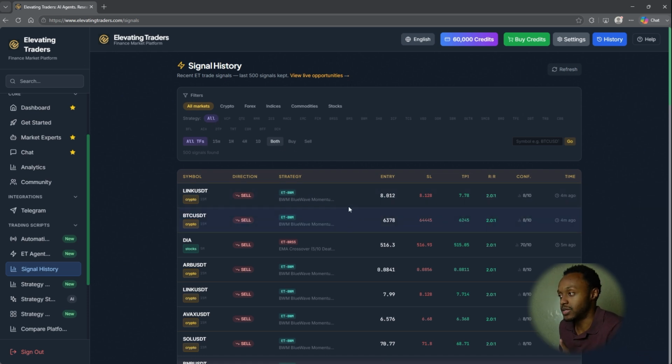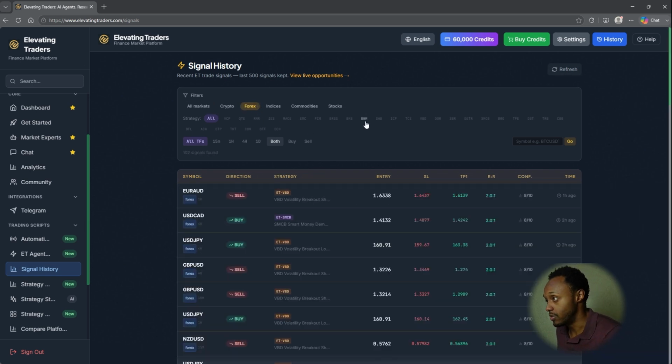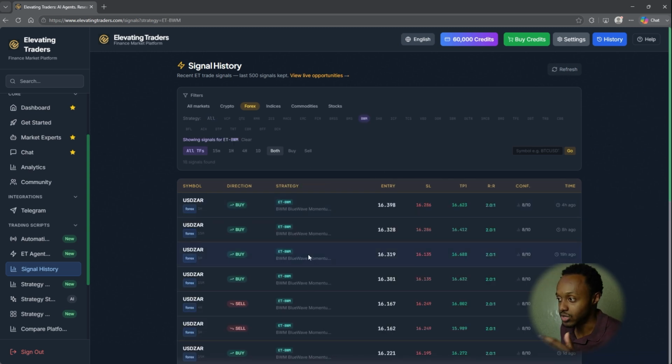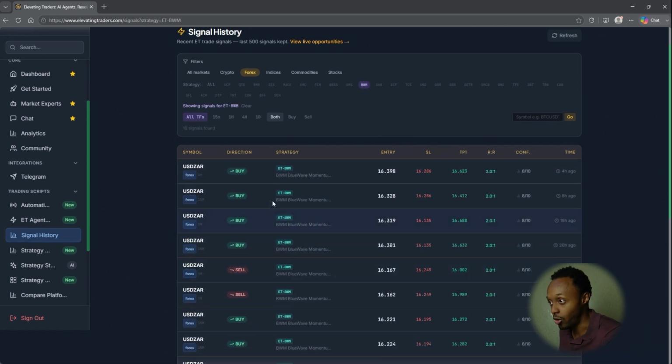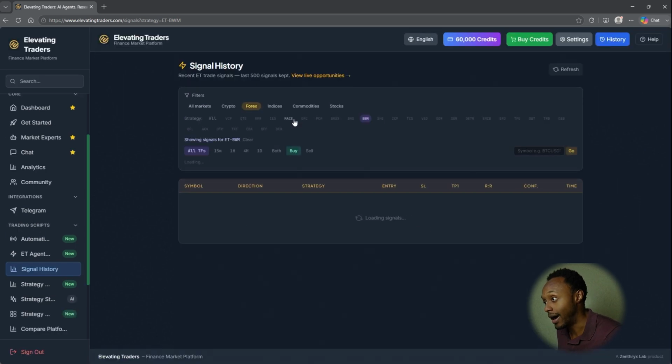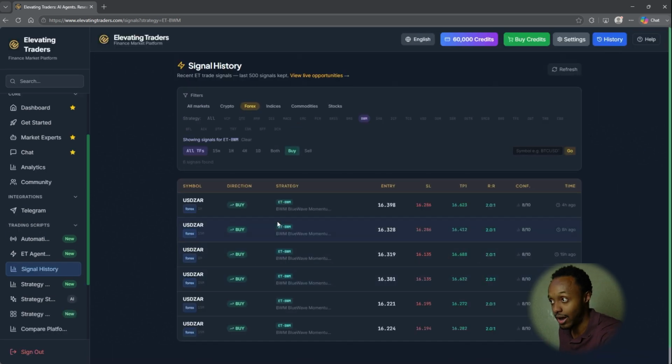So if there is a particular bias, a particular market you want to focus on, let's say for example you want to focus on Forex, and you want to focus on a particular strategy, now you're getting all the signals for that particular strategy on FX related pairs. And if you want to only focus on buy, you click buy and then you get the buy signals for that strategy on all time frames for that particular direction. So depending on your preferences, you have signals for that particular style, that particular preference, or that particular time frame as well.